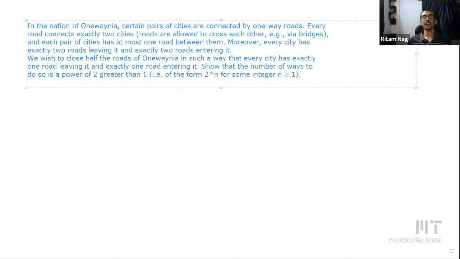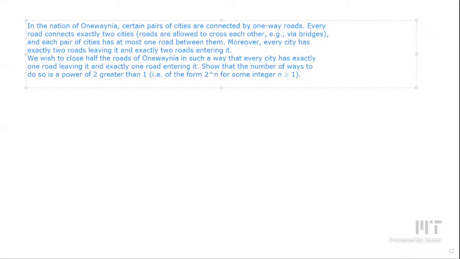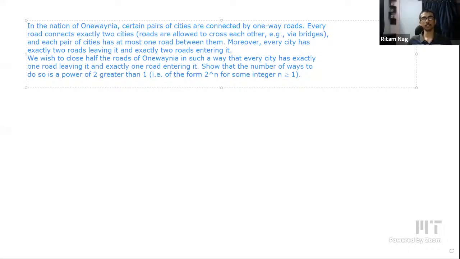So I'll give you a bigger hint. You have to show that the set of solutions to this problem can be made into a vector space over F2, and then the conclusion will immediately follow.